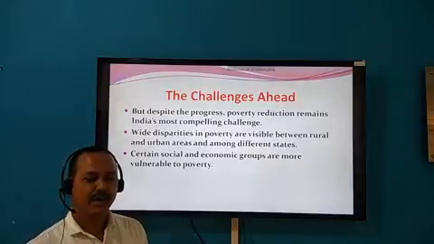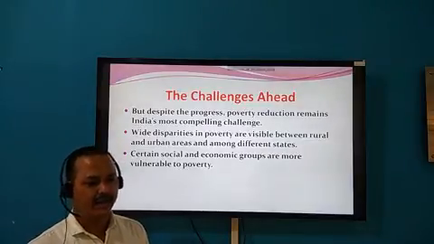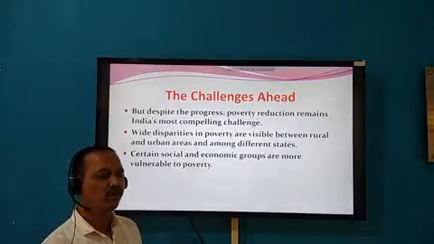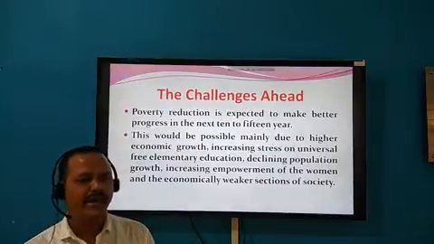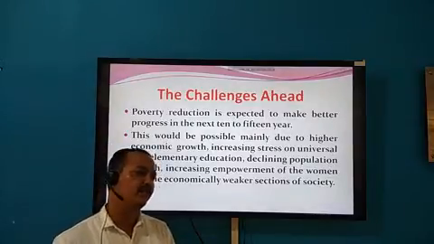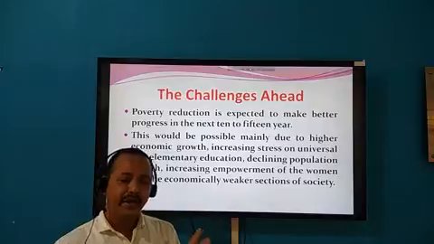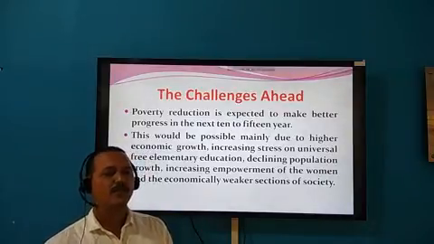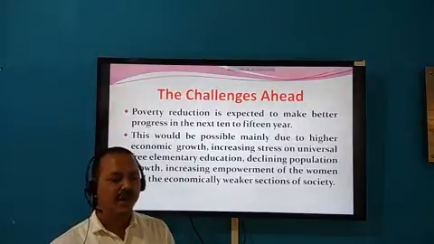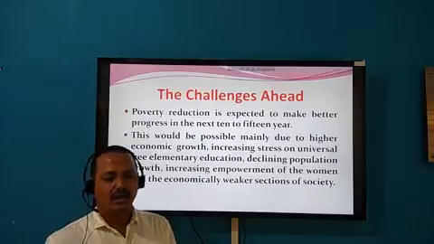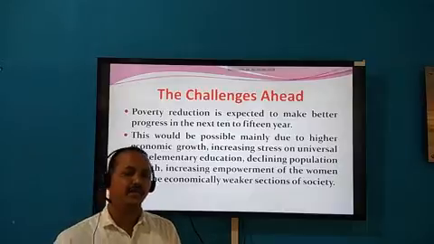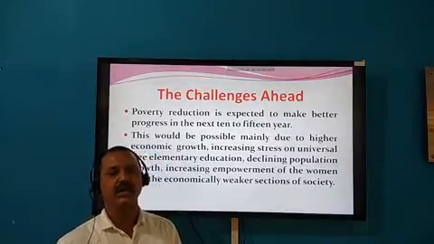While disparities in poverty are visible between rural and urban areas and among different states, certain social and economic groups are more vulnerable to poverty. Poverty reduction is expected to make better progress in the next 10 to 15 years. This would be possible mainly due to higher economic growth, increasing stress on universal free elementary education, declining population growth, and increasing empowerment of women and economically weaker sections of the society.